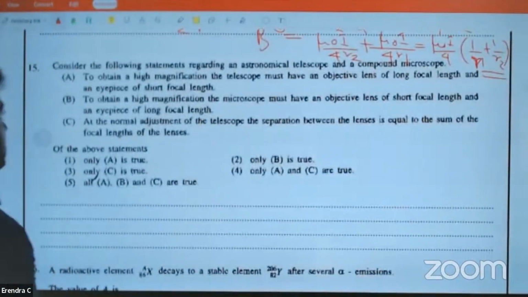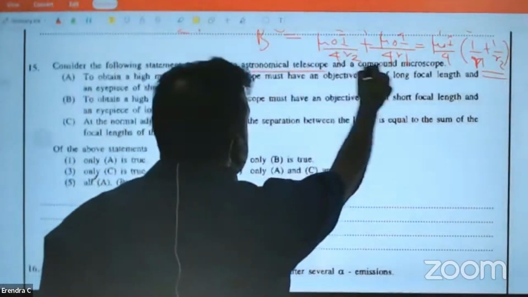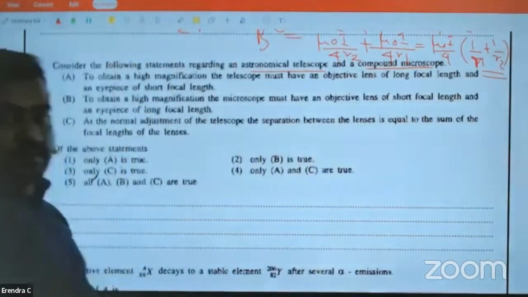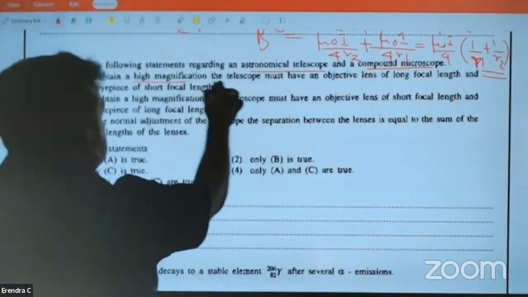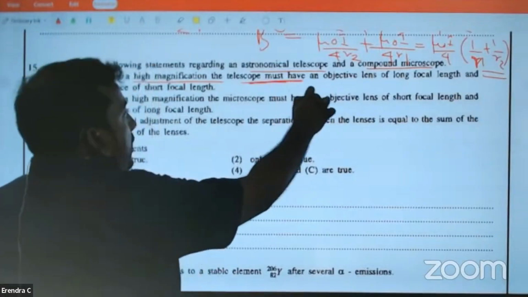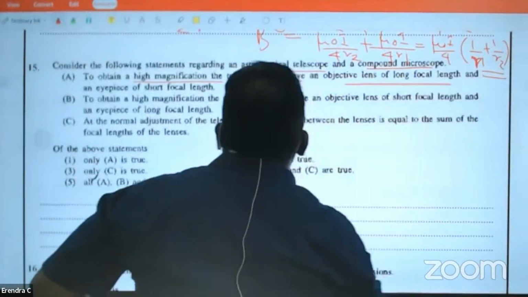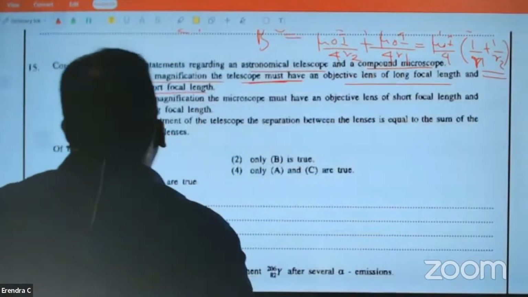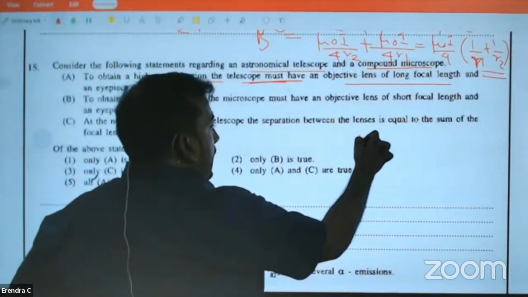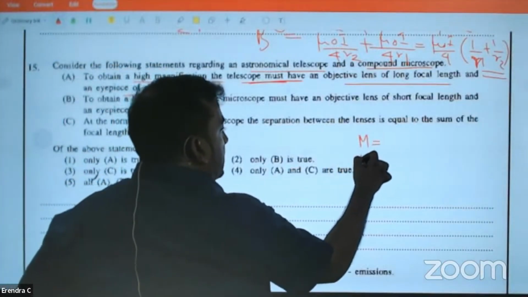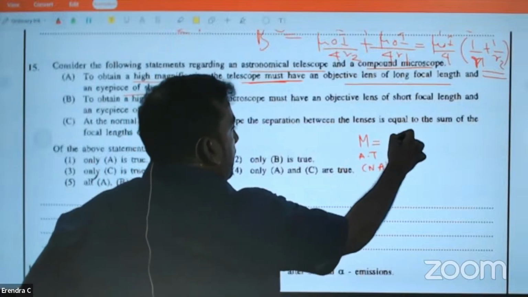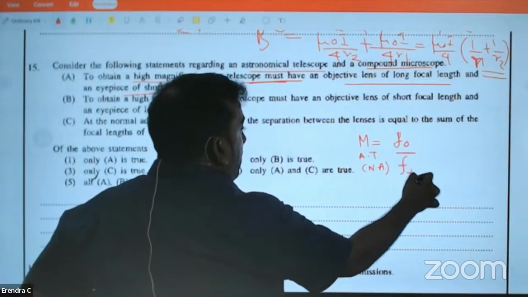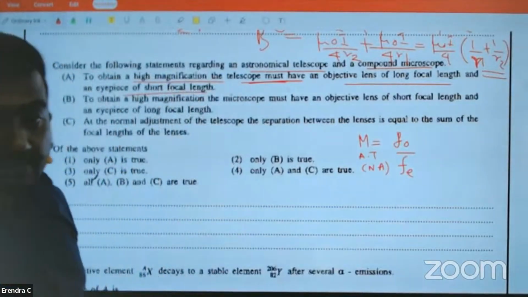Nice question. Optics. Consider the following statements regarding astronomical telescope and compound microscope. To obtain higher magnifications, the telescope must have objective lens of long focal length and eyepiece of short focal length. Yes, no? Angular magnification for the astronomical telescope, normal adjustment, f0 divided by fe. By now, you should remember these.